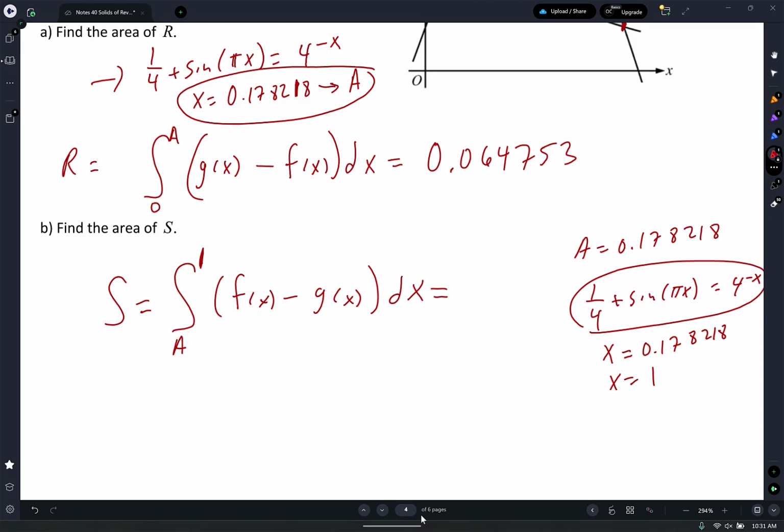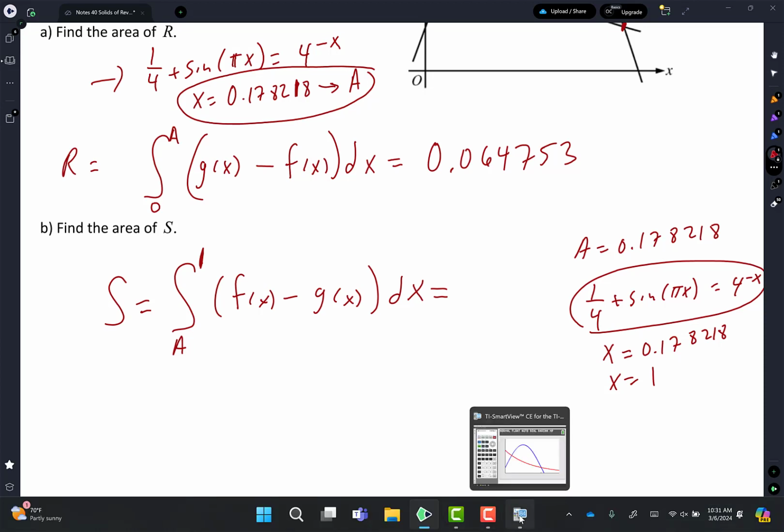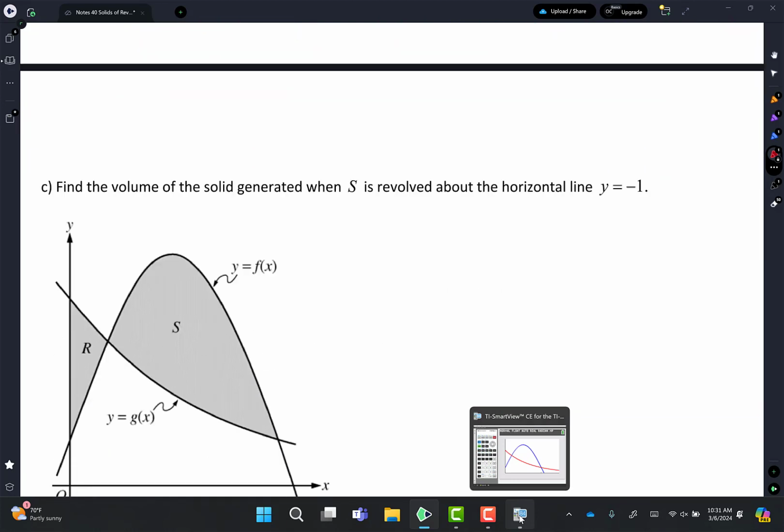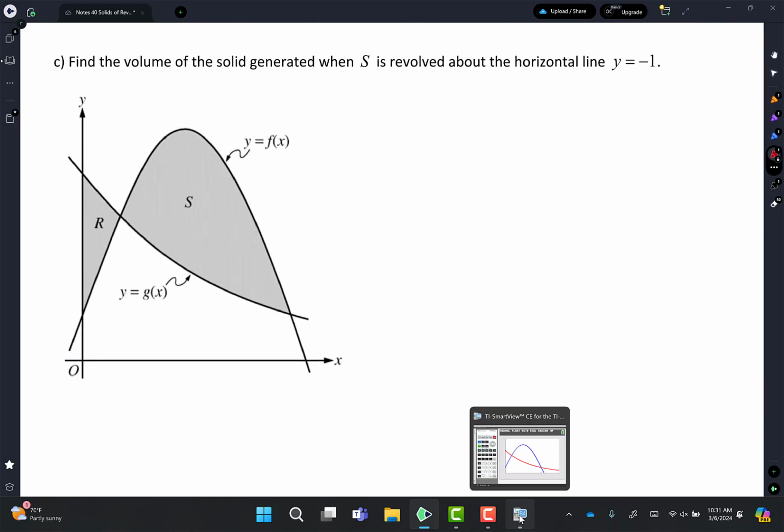All right, so here we go. Let's type that in. What did you guys get? 0.41036. Okay. At least 3 digits after the decimal, so 0.410 at the minimum. Let's see what letter C says on the next page, and I put the picture there to make it easier for us. Oh, look at that.